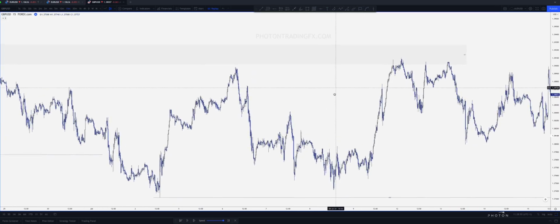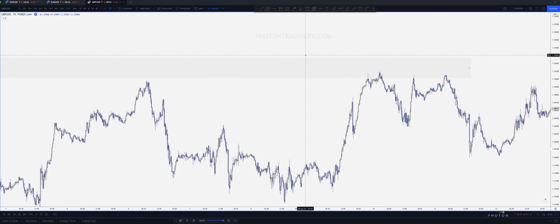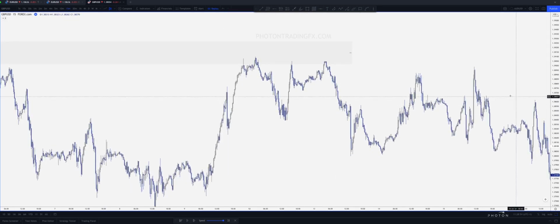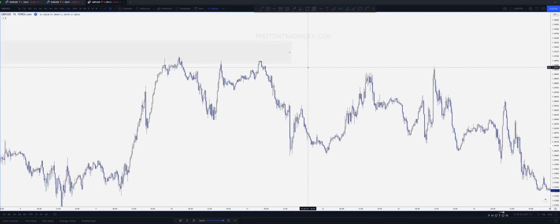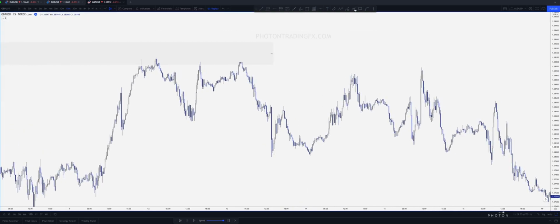And you can see as we run this high here and we come up into this 4-hour supply zone, again at first glance this is quite complex structure, and you can end up getting chopped around here if you don't define your swing structure consistently. So how I would personally approach this, there's two ways you can do this.